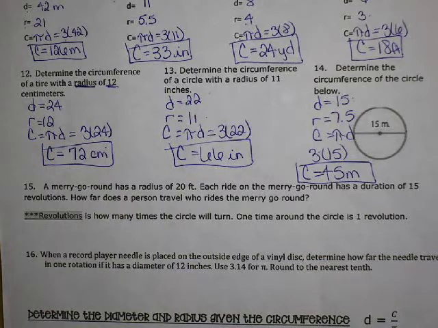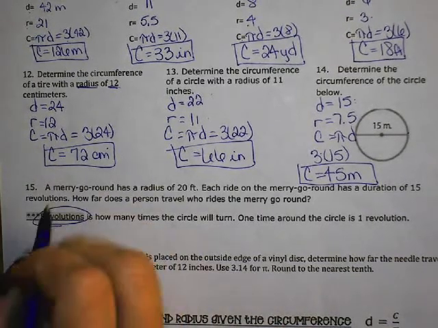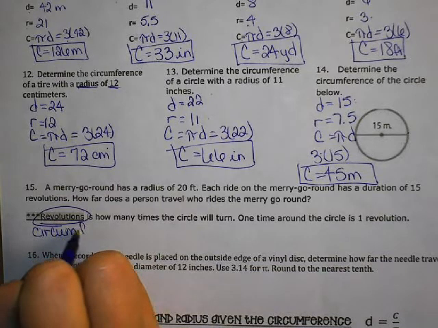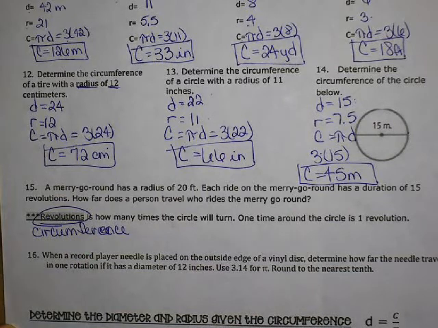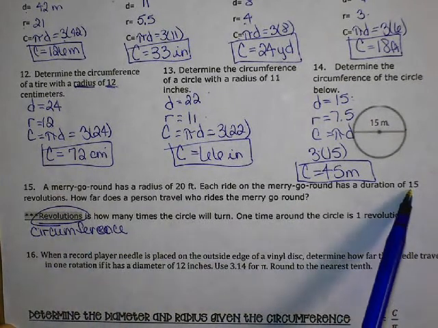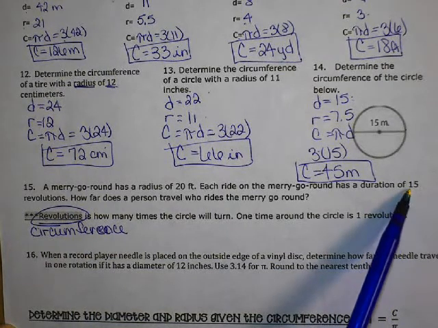I do want to remind you that at the very beginning of our notes, we wrote down that the circumference may also be given to you in a few other examples. One of them was the line or fence around a yard, the rim of a pool, or revolutions of a tire or an item. This one is giving us revolutions of a merry-go-round. So since it says revolutions, this also means it's looking for the circumference. It also wants to know what would happen if we had 15 of those.